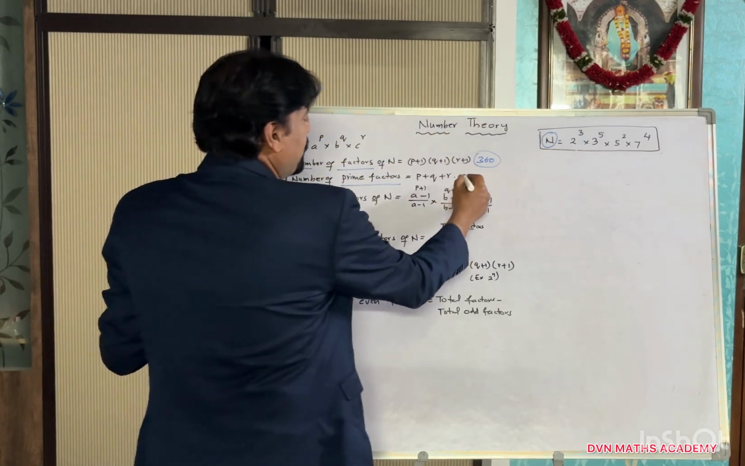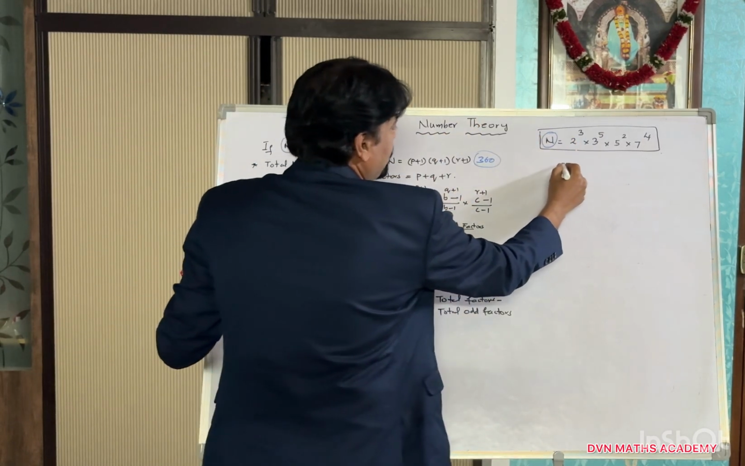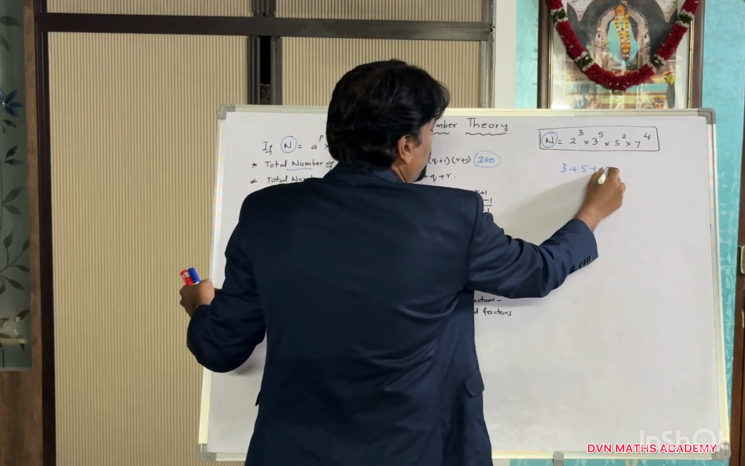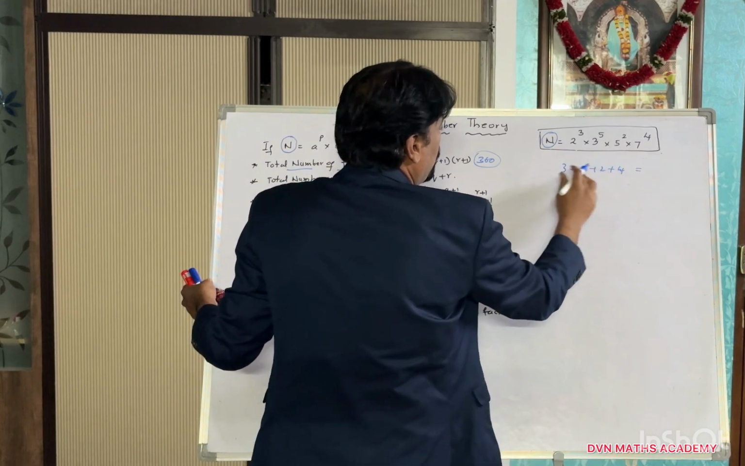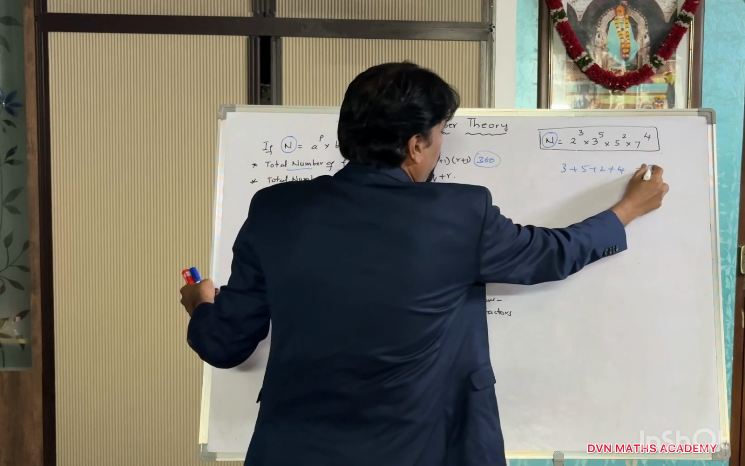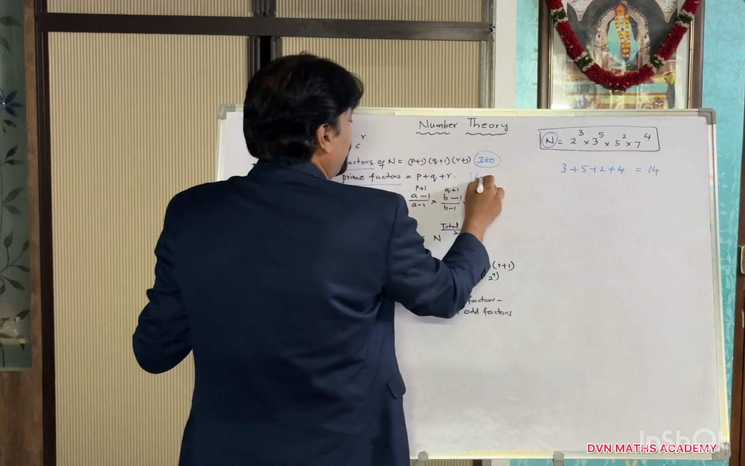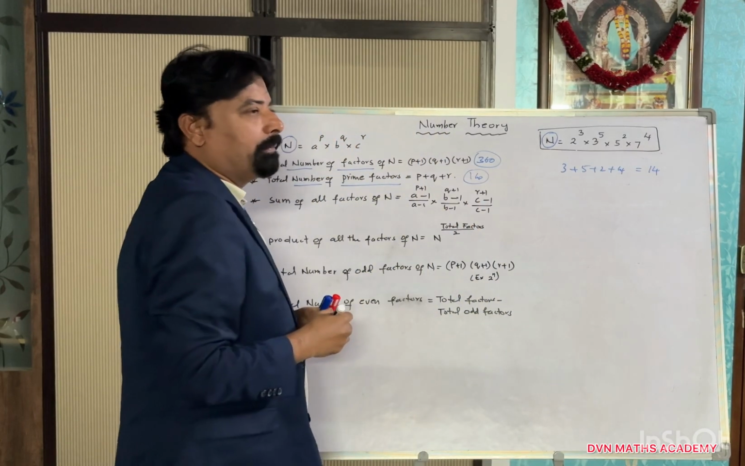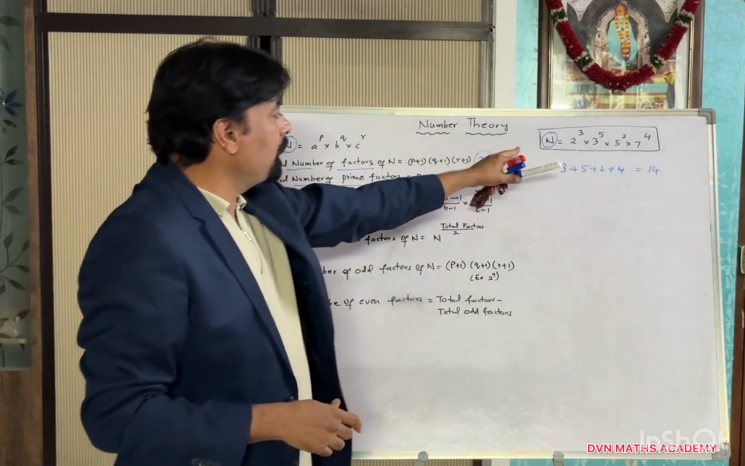I mean, the total number of prime factors is 3 plus 5 plus 2 plus 4. That is equal to 3 plus 5 is 8, 10, 14. So the total number of prime factors is 14. So the total number of the prime factors of the given number is 14.